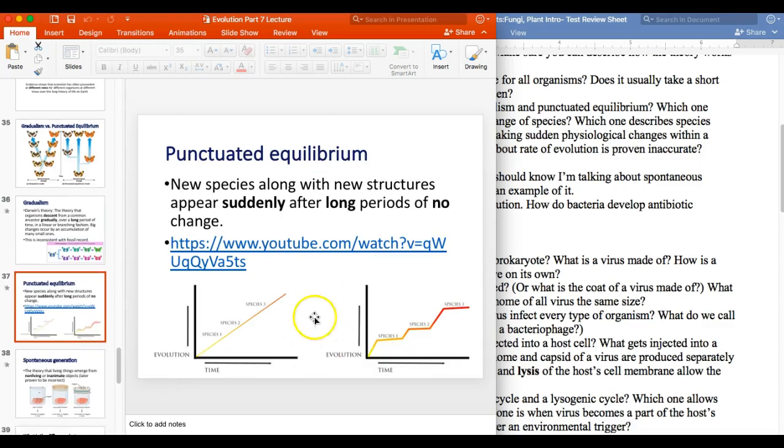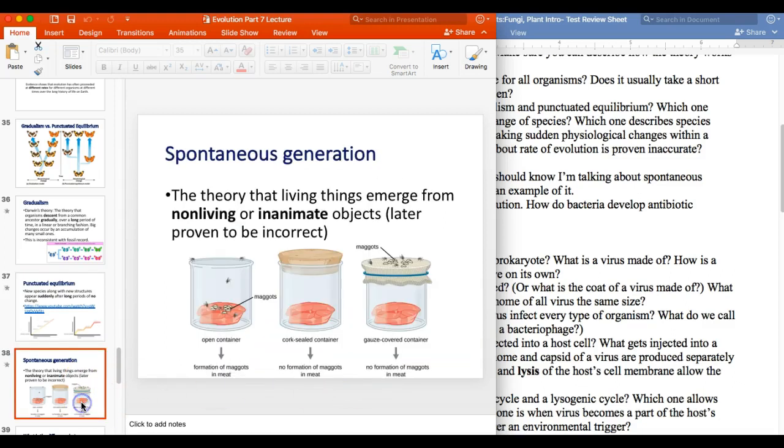So this picture over here can also help you remember. This is a model for gradualism, and gradualism, remember, is the wrong one. Gradualism is changes happening gradually. But this is punctuated equilibrium, where big changes happen in a shorter period of time. It stays the same for a long time. Big changes happen within a short period of time. It stays the same for a long time again. So make sure you remember the difference between these two and which one is the correct model.